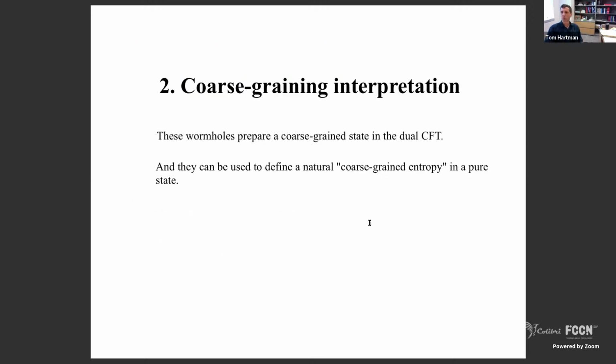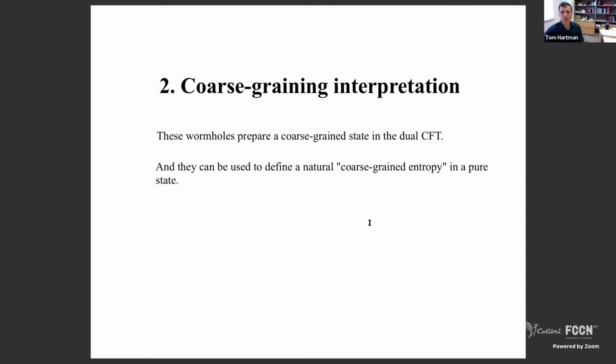So we need to be more careful about interpreting them. And now I'm going to describe the interpretation in terms of coarse graining. As I said, there are different ways to interpret this. You can interpret it as an ensemble average. You can interpret it as perhaps the typical size of certain contributions in a given theory. I'm going to describe this coarse graining interpretation.